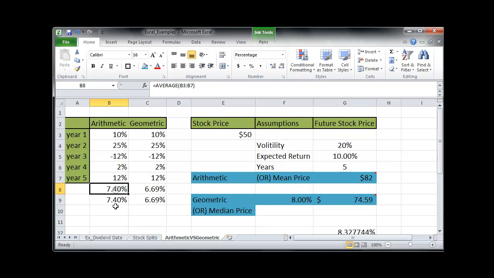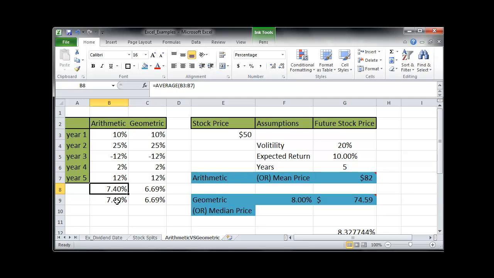I've calculated the arithmetic and the geometric mean for years of return. So I have year 1 through 5. You can see 10, 25, negative 12, 2 and 12. And I calculated both of them using an Excel function and by hand. So here's the Excel function. The Excel function is equals average of these numbers.